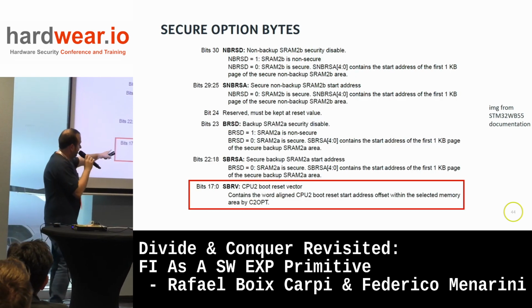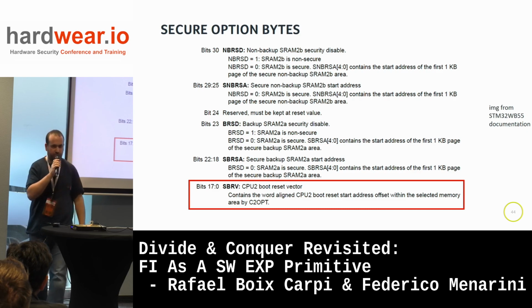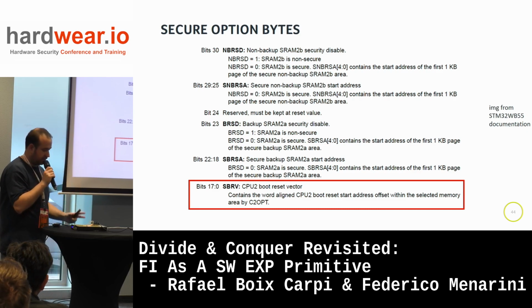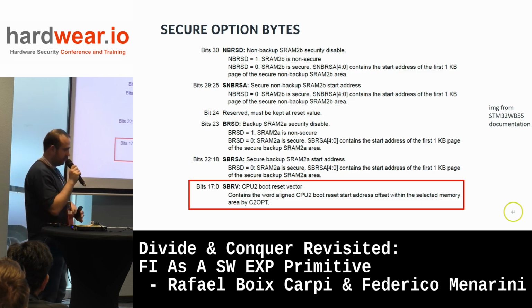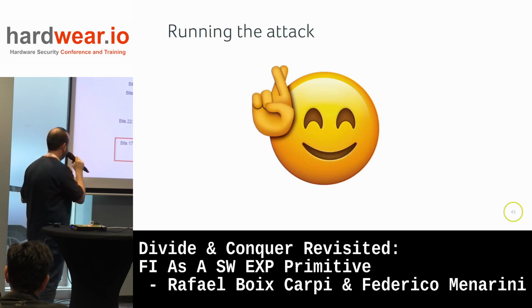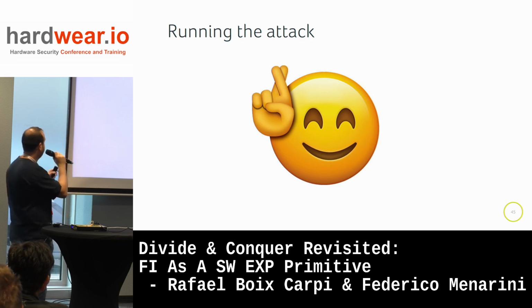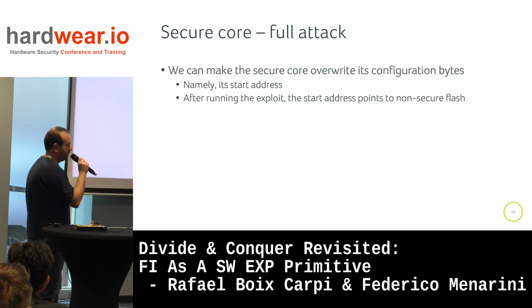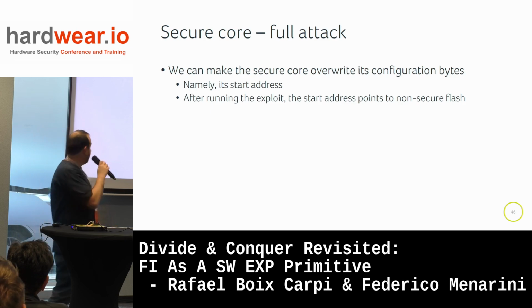You can also change the reset vector of the secure core, which means even though there is a configured secure flash, you can make the reset vector point to non-secure flash and have the secure core boot from there, which we can control. So we decided, whatever, let's not think about it. Let's just run the attack, slam something on top of the secure option bytes and see what happens. And actually we were successful. So we managed to get lucky.